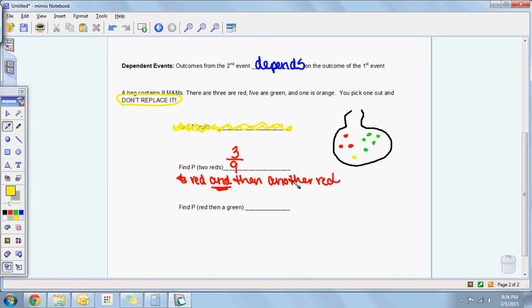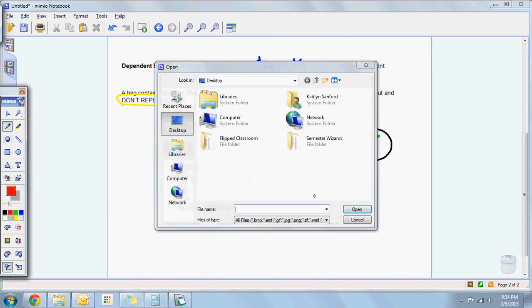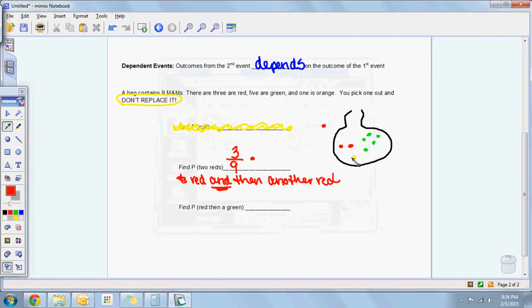Alright, so there's our bag, and it wants to know, after I pick out this red, okay, I'm not going to take all 3 out, I'm just picking 1 out at a time. So if I pick out one of those reds, it's gone. I'm not going to put it back. It's now outside of the bag. Or maybe you ate it. You're going to figure out what is the probability now of getting another red.